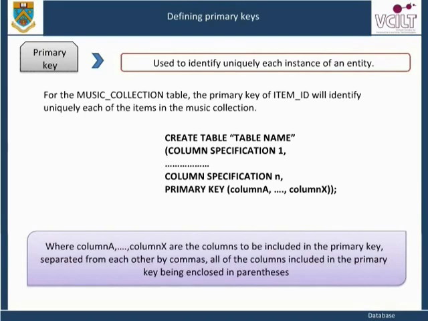Oracle will ensure all the values of a primary key are different, and will not allow a null value to be entered for a primary key. In Oracle, there is an upper limit of 16 columns that can be included within a primary key.